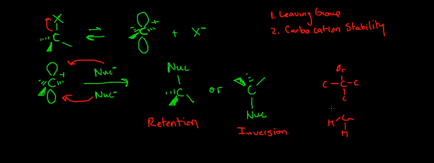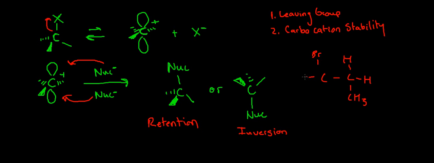Also, another thing to be aware of is that shifts often occur in SN1 reactions in order to get the stable carbocation. An example might be something like this. And if this were to leave, this is a carbocation, then this hydrogen would shift over here. It's called a hydride shift.